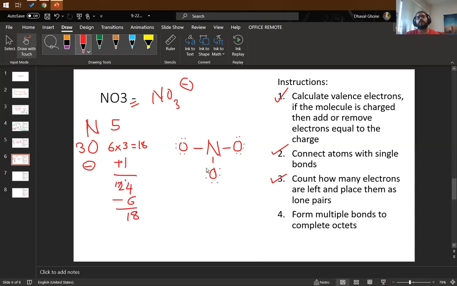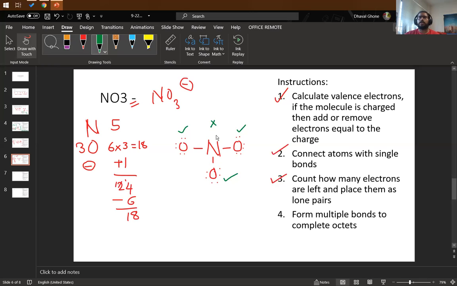And to do that, let's see. Oxygen here has 6 non-bonding, 2 bonding. It has 8. So oxygen is good. This oxygen also is good. This is also good. Nitrogen though has 1, 2, 3, 4, only 6 electrons. It needs 8. It needs 2 more. So this is not really satisfied yet.